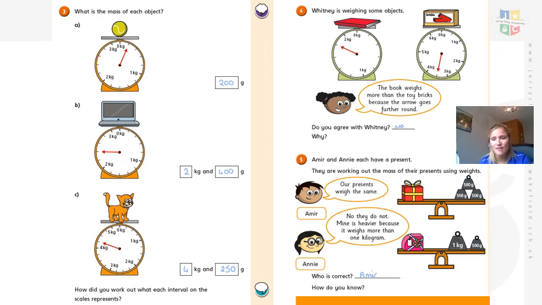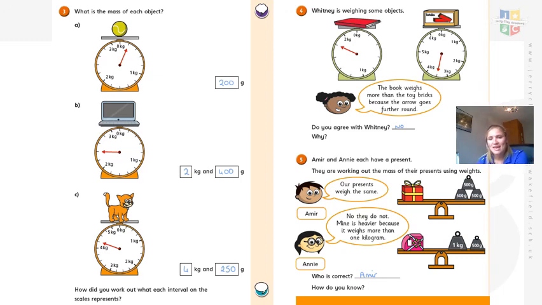And finally, number 5, Amir and Annie each have a present. They are working out the mass of their presents using weights. Amir says our presents weigh the same, and Annie says, no they don't, mine is heavier because it weighs more than a kilogram. Well, they are both correct because they do weigh more than a kilogram.